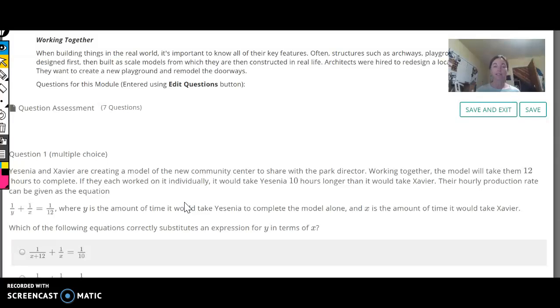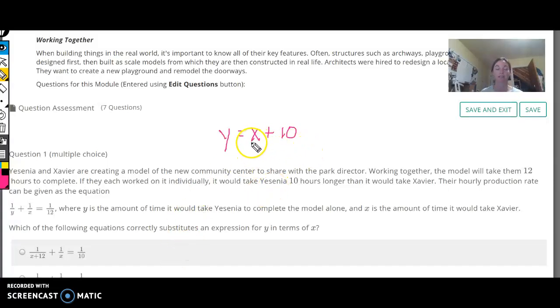So y is Yesenia, x is Xavier. Which of the following equations correctly substitutes the expression for y in terms of x? So remember that Yesenia is going to take 10 hours longer. So y equals x plus 10, right? Yesenia takes Xavier's time plus 10 hours.